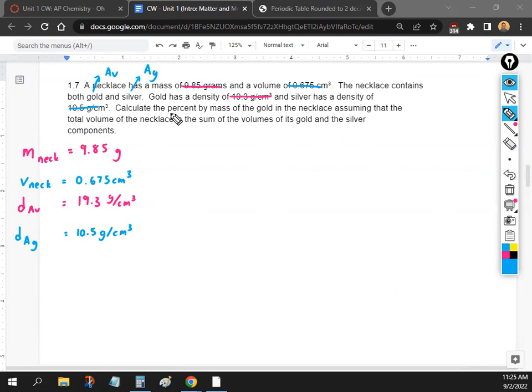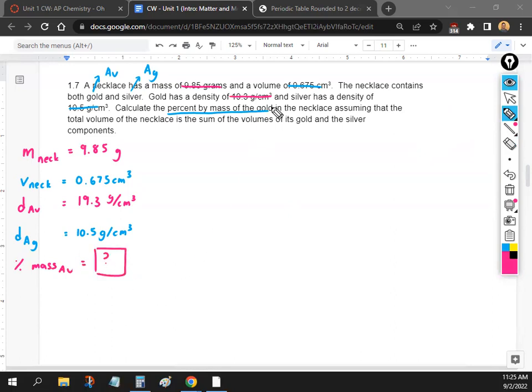It's asking us to find the percent by mass of gold. Okay, so we're looking for the percent mass. Oh, I want to do it in the right color. Percent mass, but specifically for the gold. Okay, so percent mass of AU, and that is what we are looking for.